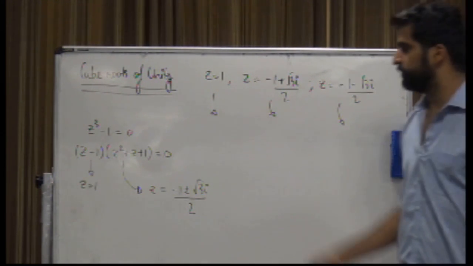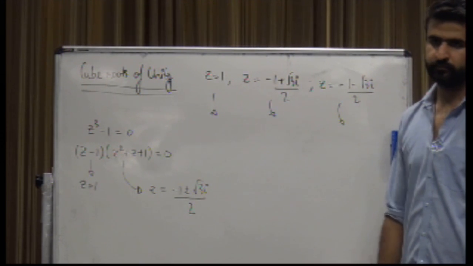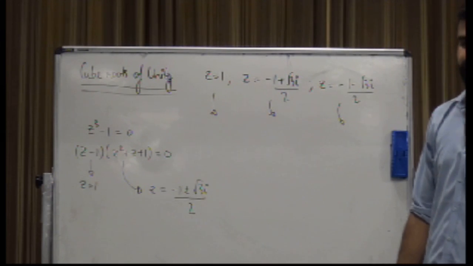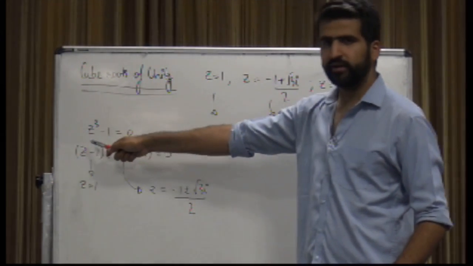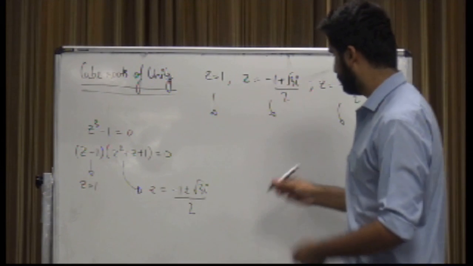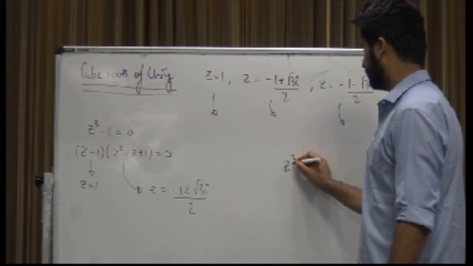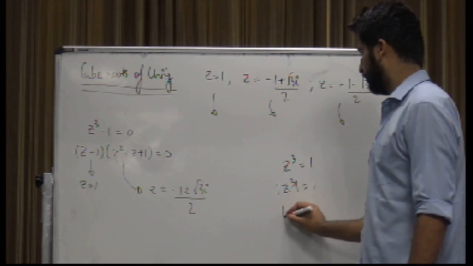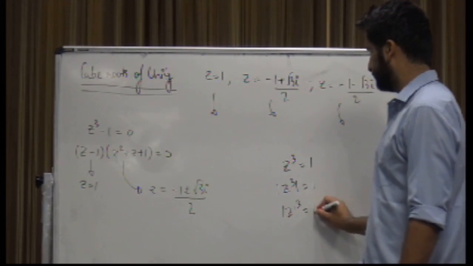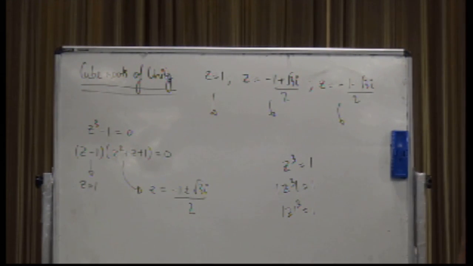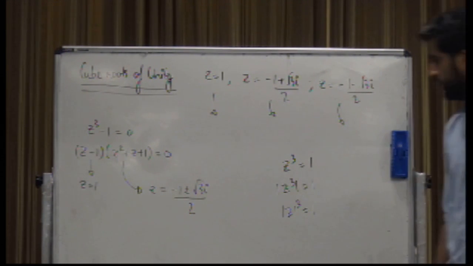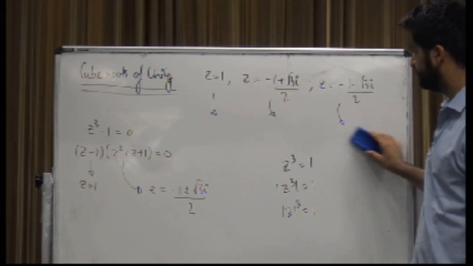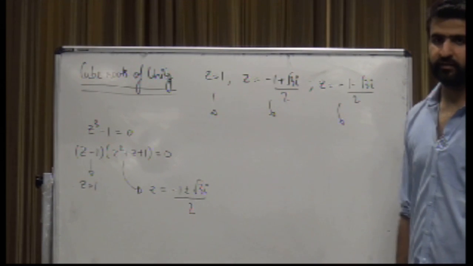So the modulus of all these three will be equal to 1, since they are cube roots of unity, right? If you have z cube is equal to 1, you take modulus on both sides, then modulus of z cube is 1, so the value of mod z will be equal to 1. Okay, that's for sure. In all the three cases you can check as well, the modulus is equal to 1. You just need to find out the angles.